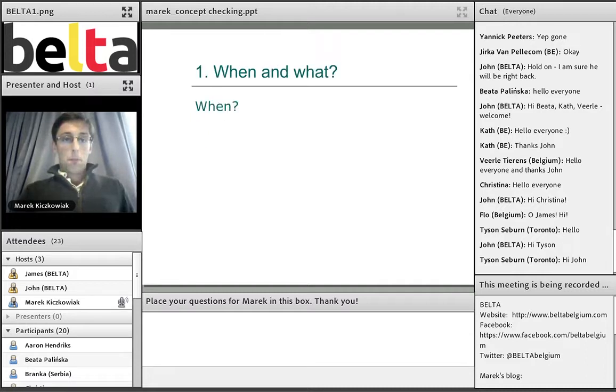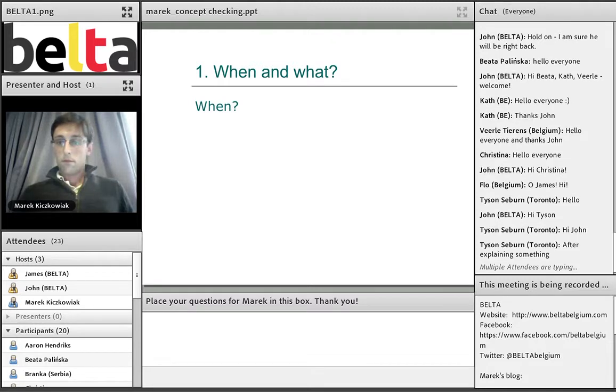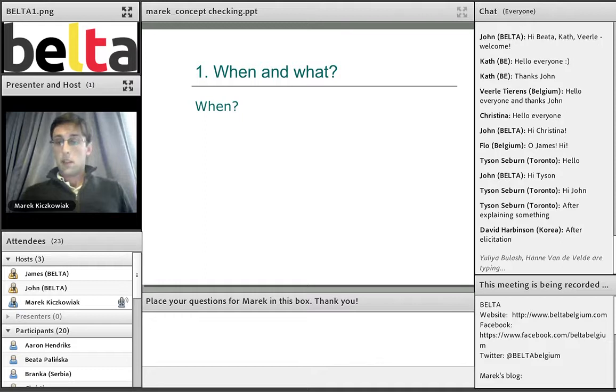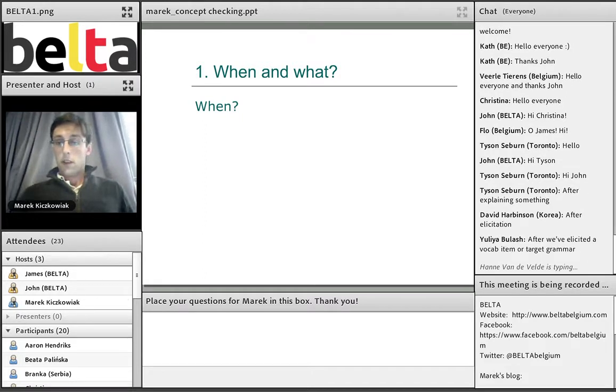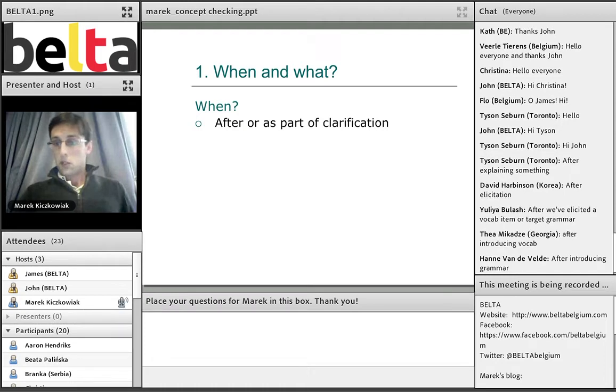So first, when do we concept check? Can you quickly try and write any ideas in the chat box, please? When would you concept check? After explaining something, says Tyson. After elicitation, David. So we've elicited vocabulary or grammar, after introducing vocabulary. Yeah, that's the first point that I've got here. After, as part of clarification. But also we can probably do it as a revision or a way to elicit the language.